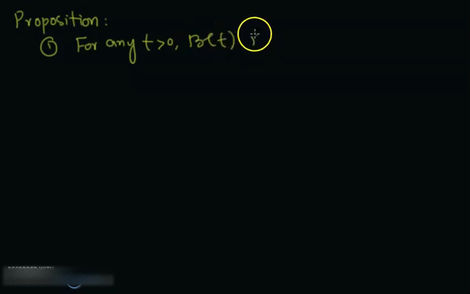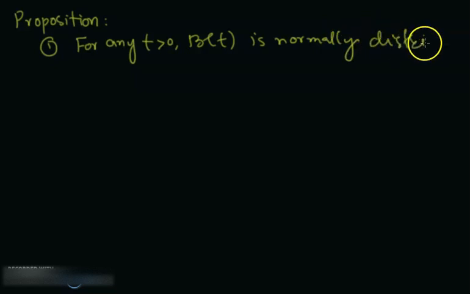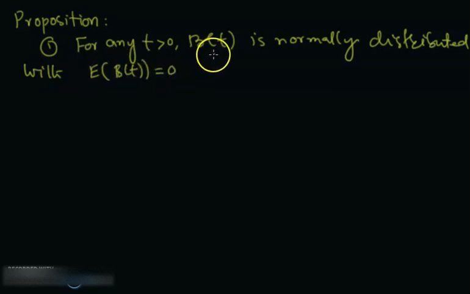So for any time t, Brownian motion is normally distributed, as we all know, with mean 0, with expectation 0, and variance t.